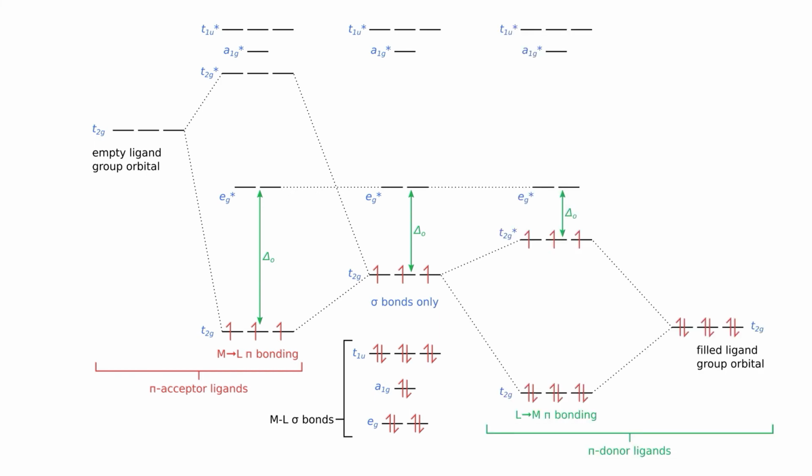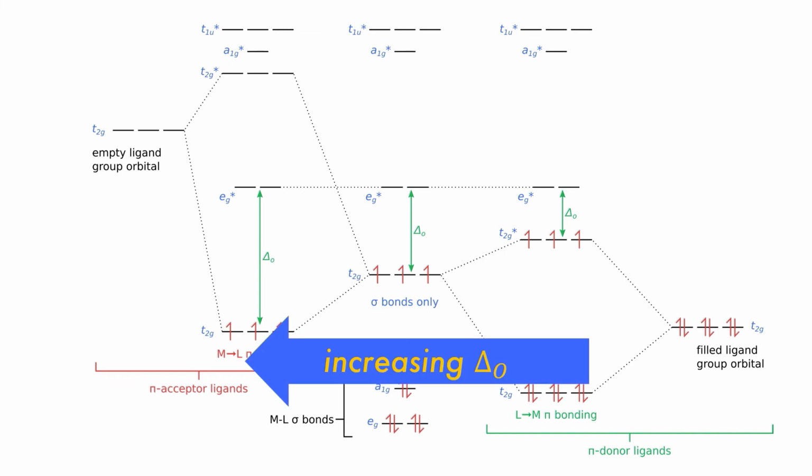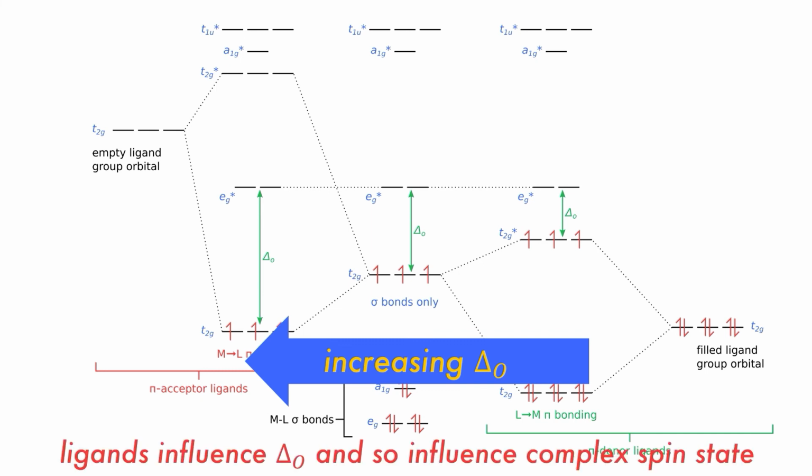For the pi donor systems, all of the T2G set are assumed to be filled. The ligand set becomes the pi bonding and the metal set is destabilized and becomes the pi star antibonding. More metal d electrons causes a destabilization because they are antibonding and destroy the metal-ligand pi bond. Pi bonding can affect the magnitude of delta O, with acceptor ligands generally increasing it and donor ligands generally decreasing it. Because pi bonding can affect the magnitude of delta O, it means that ligands can influence if a complex will be high or low spin.